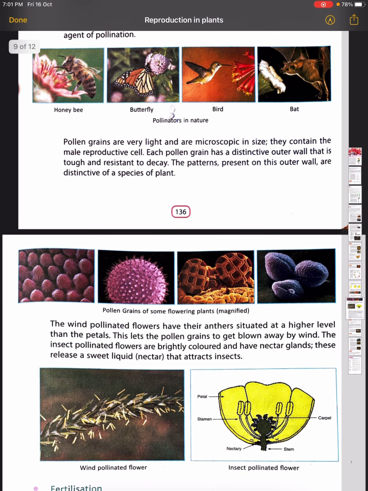Pollen grains are very light and are microscopic in size. They contain the male reproductive cell. Each pollen grain has a distinctive outer wall that is tough and resistant to decay. The patterns present on this outer wall are distinctive of a species of plant.